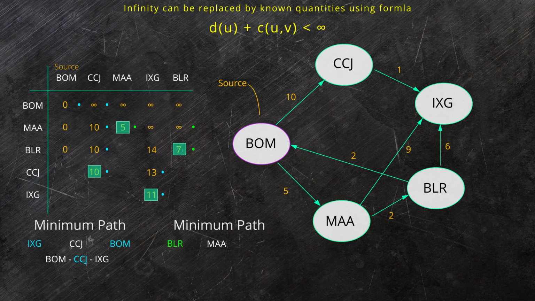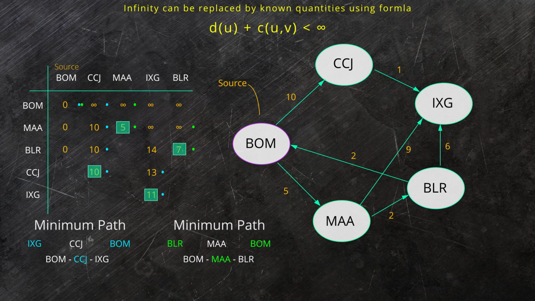Now, reverse one more step ahead. The pointer changes here. Now, is there a change from MAA? Yes, from MAA, infinity has been changed to 5. So again, you will be getting BOM. So the shortest path from BOM to BLR is via BOM, MAA to BLR. So this is the shortest path. Now, likewise, you can find out the shortest path from a source to any destination. Single source, multiple destinations.